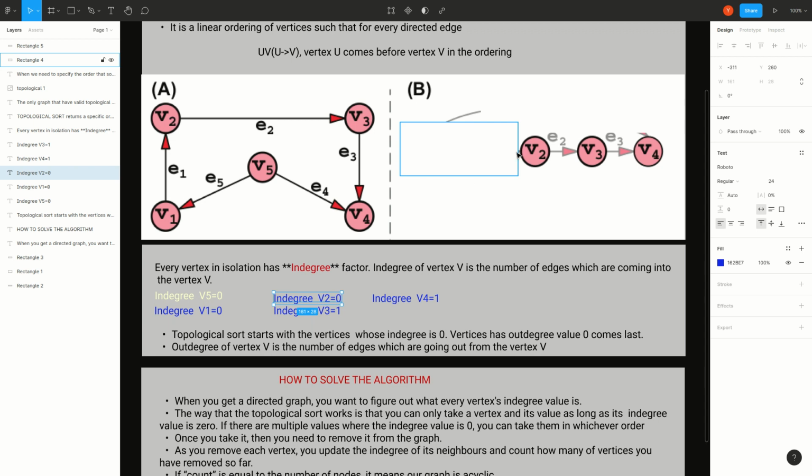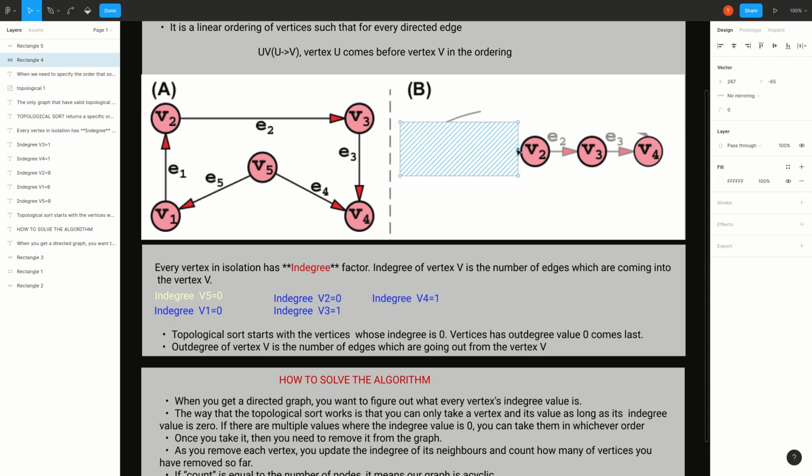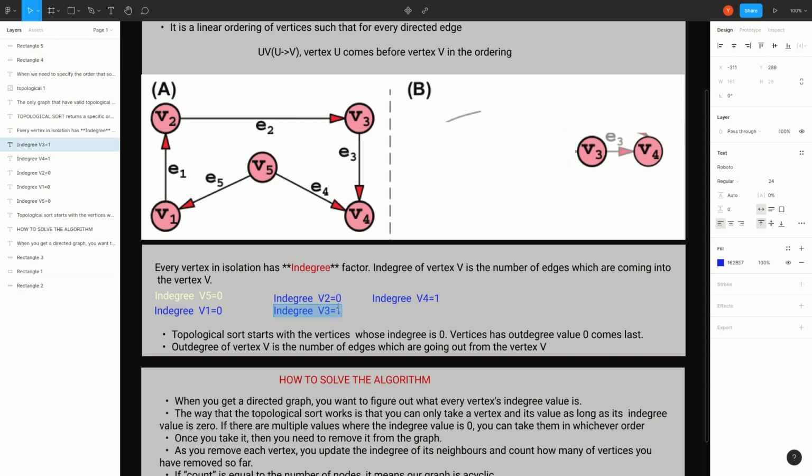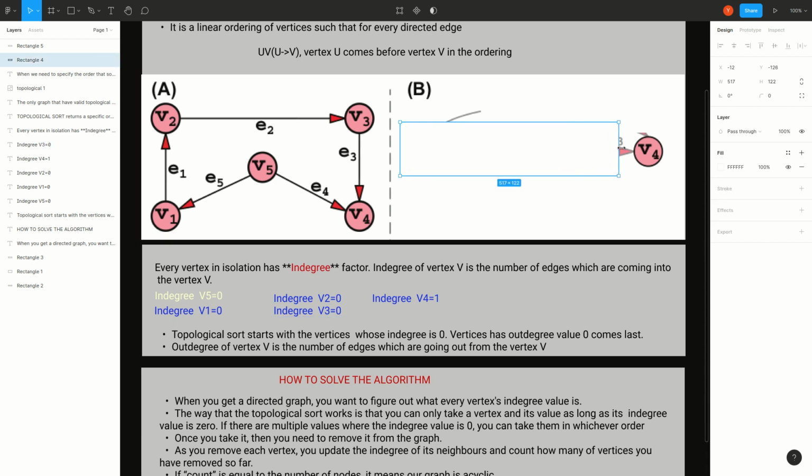Then I will remove v2. Then I will update v3. And so far I have removed 3, and now I am removing the 4th, and then I will remove the 5th vertex. Since I removed all of them from the graph, that means I could successfully topologically sort the given graph.